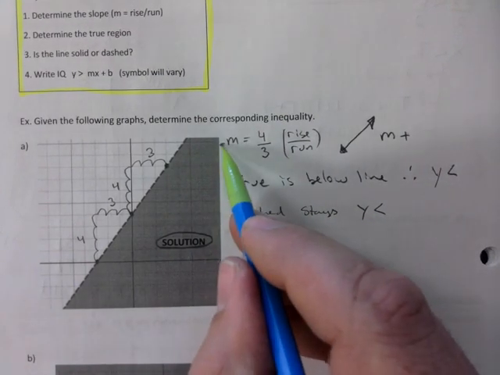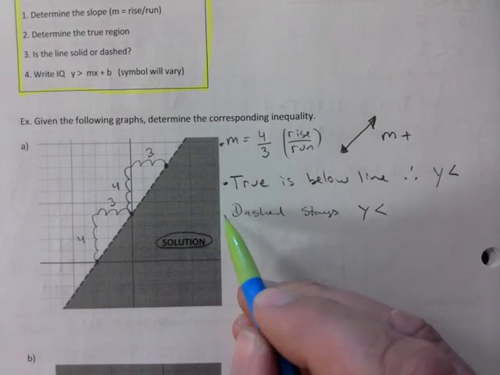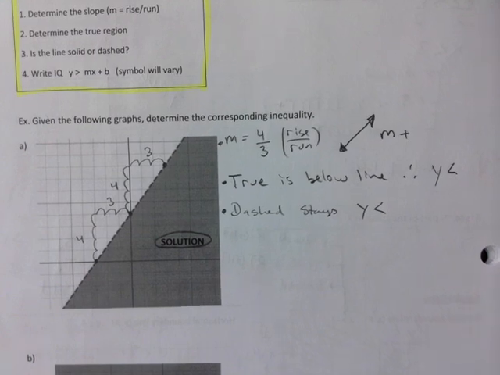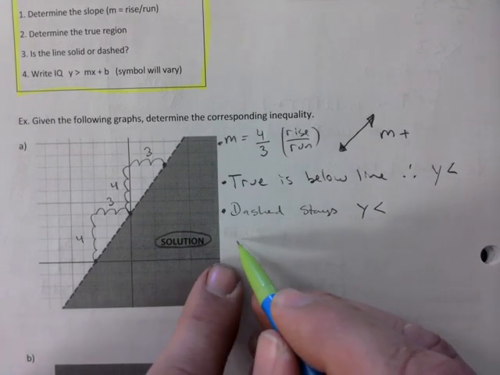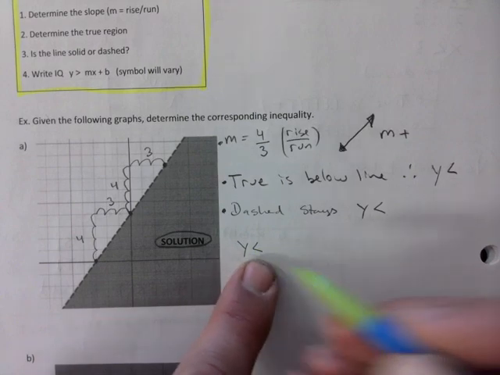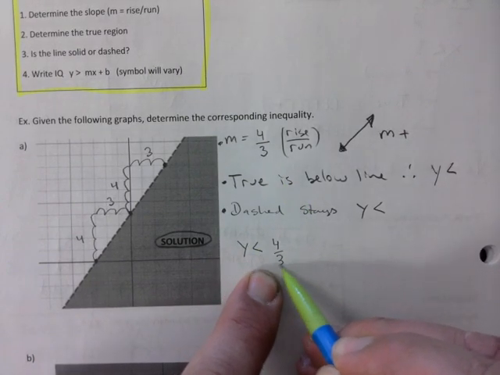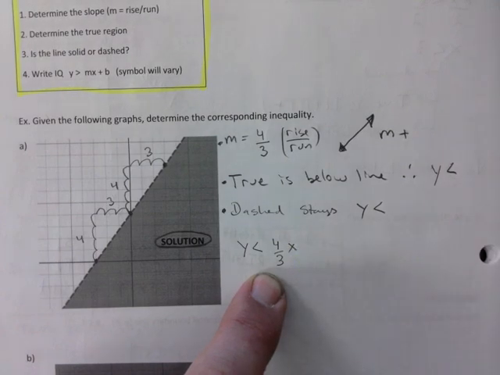Okay, so slope. Where is the true region? Is it solid or dashed? We know it's dashed. We just look at the line. Okay, and then write the inequality. So we're starting: y is less than. We've already determined that here. We go with our slope, 4 over 3, and you slap on the x there.